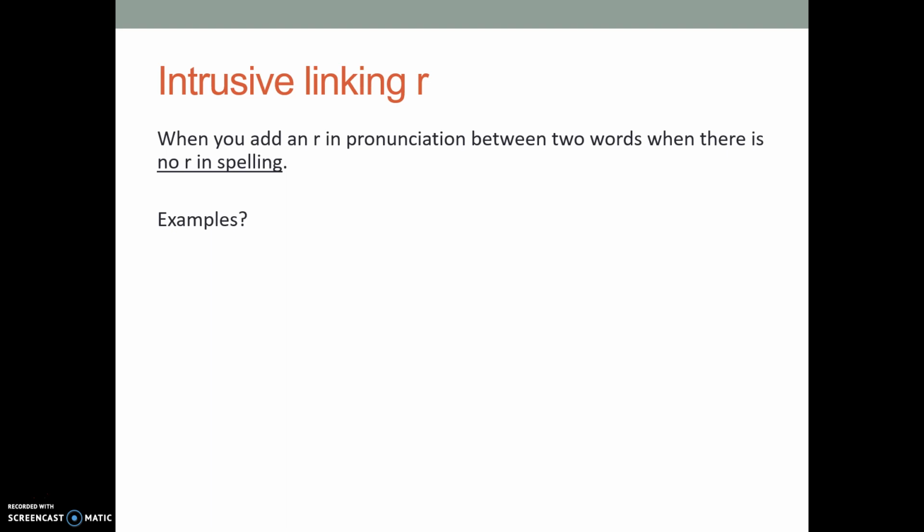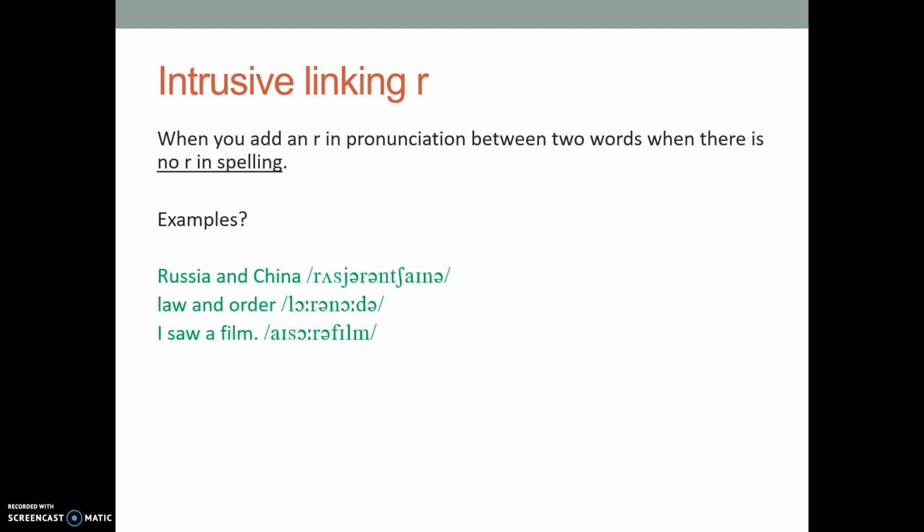but what is an intrusive linking R? There's actually no R in spelling, and you still pronounce it. Have a look at these examples. Russia and China, Law and Order, I saw a film. Interestingly, there is no R in spelling, but you do pronounce it. Why? I don't know, but it's probably to do with speed and fluency and liaison, so to pronounce it in a nice and fluent way, just like the French actually do. But in this case, it's extra special because it's intrusive.